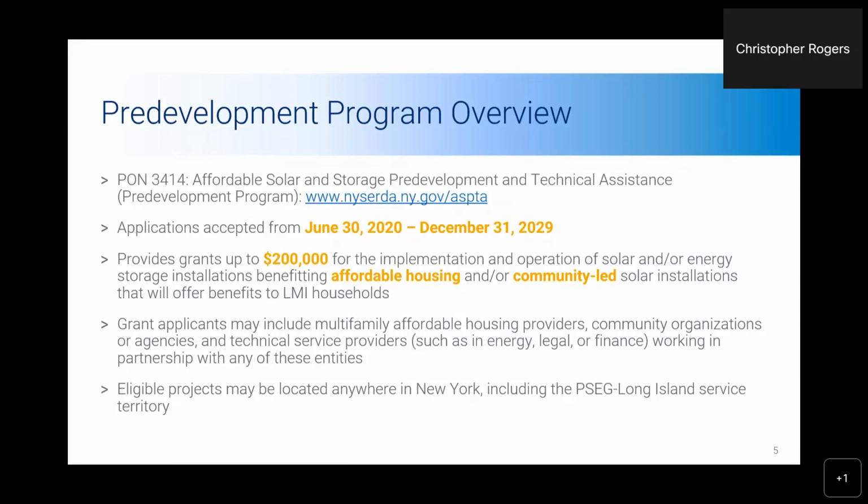The overall grant program functions to provide grants of up to $200,000 for community-led solar projects that are benefiting affordable housing that is owned or managed by affordable housing entities across the state, or with different groups that are working in close partnership with those. And this includes projects that are built in the Long Island region, which makes it a bit distinct and unique across NY-SRTA programs. Next slide.